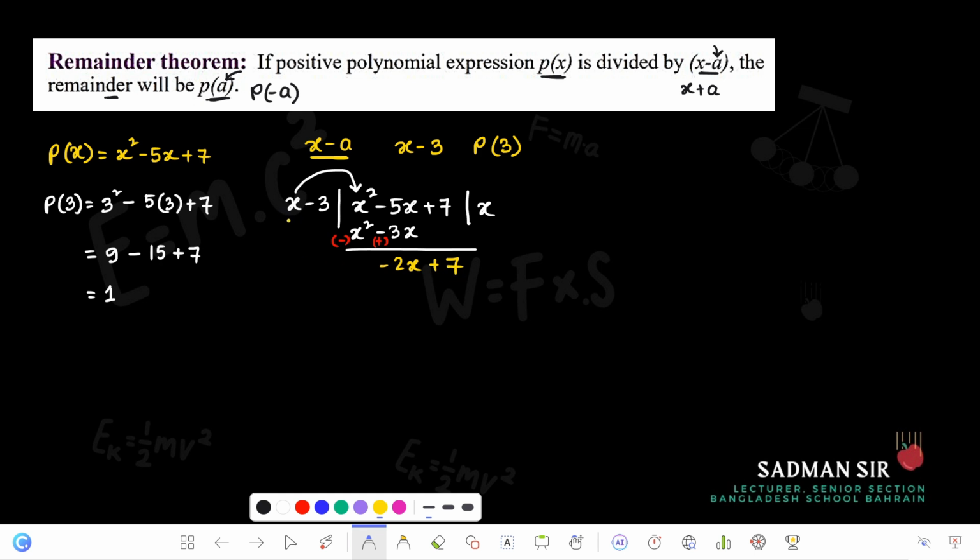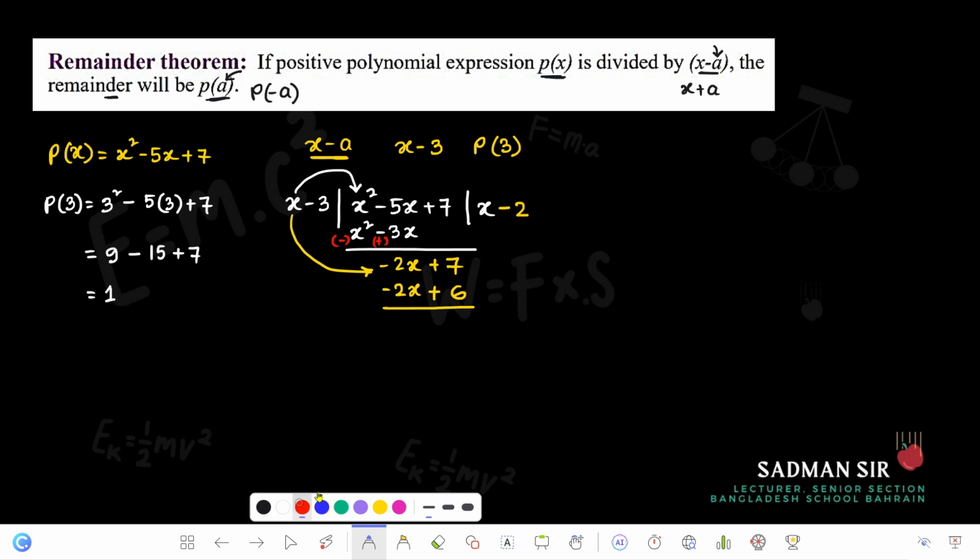Now we have to make sure that this x matches with minus 2x. How to do that? If we multiply just minus 2 with x, then it will be minus 2x. So it will be minus 2 here: minus 2 into x is minus 2x, and minus 2 into minus 3 is plus, and 2 threes are 6. Those who are not understanding this division, I recommend you watch the previous video in which we discussed addition, subtraction, multiplication and division of polynomials.